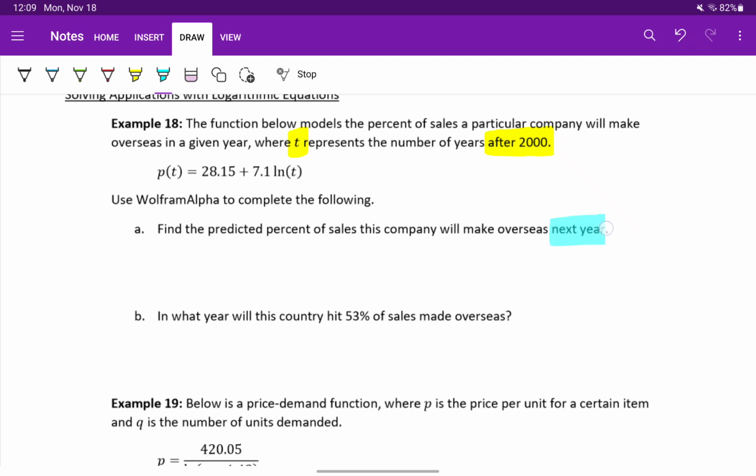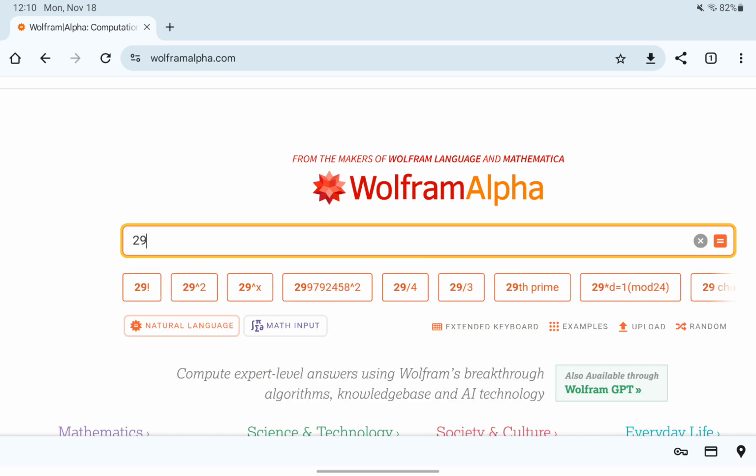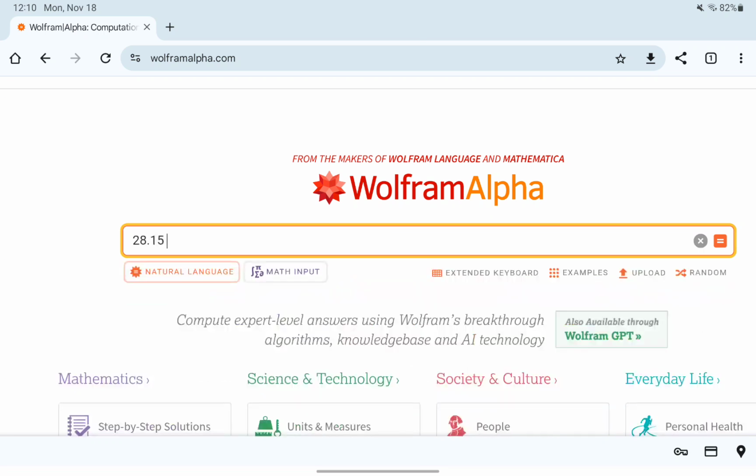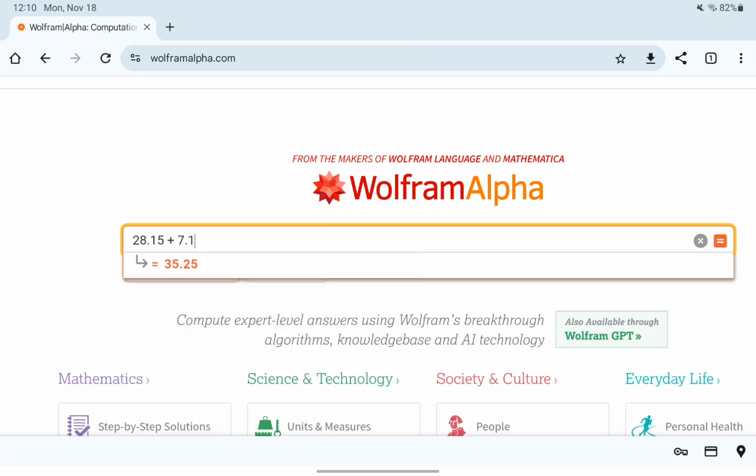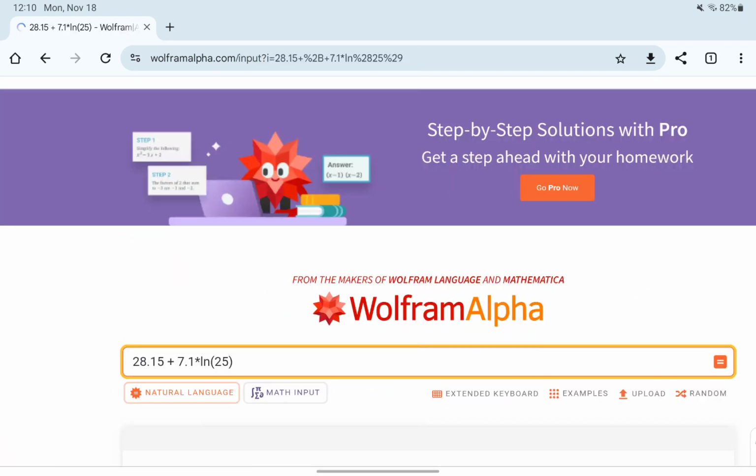So next year, right now, as I'm recording this video, is going to be 2025, since it's 2024 right now. So that implies that we would plug in t equals 25. What we want to do is evaluate this function at t equals 25 and get that result. So that means taking 28.15 plus 7.1 times the natural log of 25.